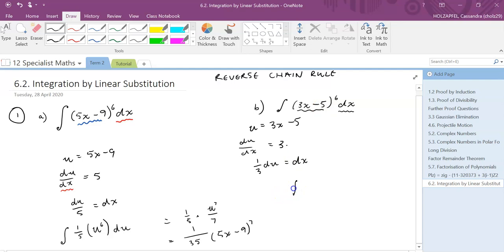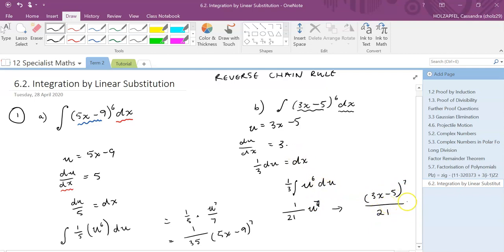And this is going to give me the integral, and I'm going to pop that 1/3 out the front just to move it out of the way, of u to the power of 6 du. And this is a nice simple one now because we're just going to raise this power by 1 and divide by the new power. So this is going to give us 1/21, because 3 times the new power of 7 is 21, u to the power of 7, and then I'm just going to substitute in my inside function: (3x minus 5) to the power of 7 over 21.